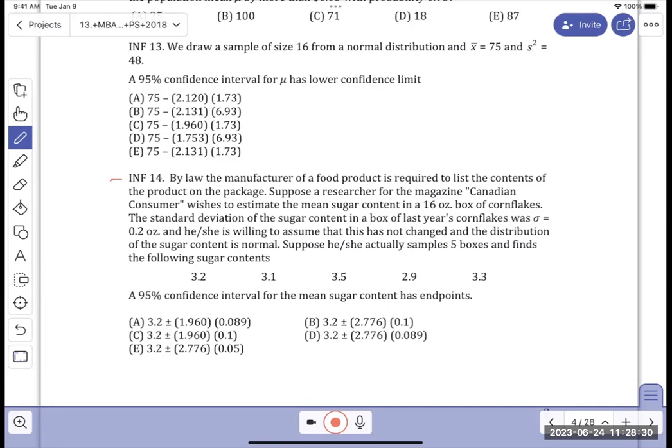So for 6, okay, so let's go and see what we have. Let's read. By law, the manufacturer of a food product is required to list the contents of the product on the package. Suppose a researcher for the magazine Canadian Consumer wishes to estimate the mean sugar content in a 16-ounce box of cornflakes. The standard deviation of sugar content in the box of last year's cornflakes was sigma 0.2 ounces. It's also saying that the distribution is normal.